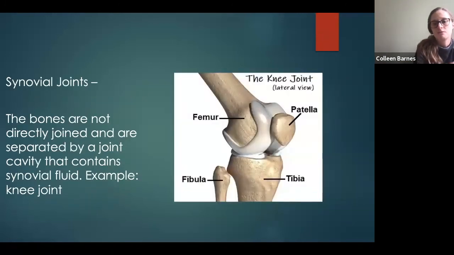Synovial joints, your knee is a great example of a synovial joint. The bones are not directly joined and are separated by a joint cavity that contains synovial fluid. I'm not going to go into too much detail of this. I don't think you need to know much more than the fact that it's a synovial joint.